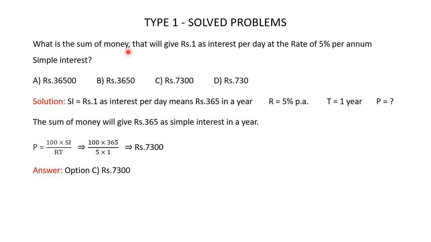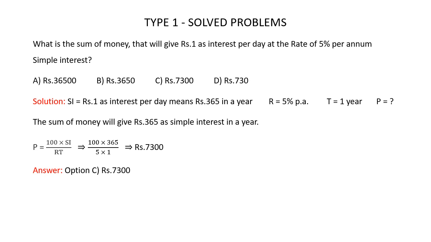What is the sum of money that will give rupee 1 as interest per day at the rate of 5% per annum simple interest? Here you are given 4 options and you have to find out which of these options is the correct one. Now it's given that the simple interest is rupee 1 per day. Rate of interest is 5% per annum. If time is not given, it means you have to assume that time is 1 year.